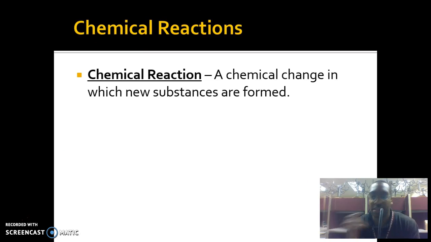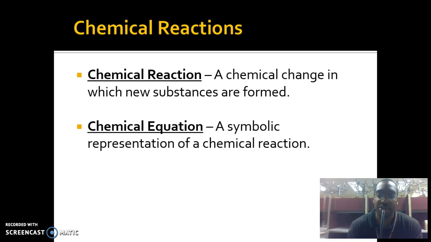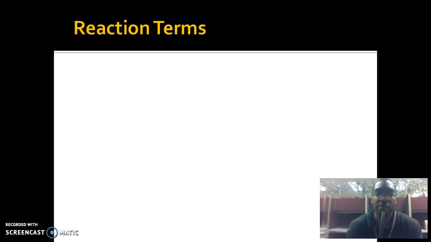Okay, so chemical reactions are a chemical change in which new substances are formed. Let's make sure we emphasize that a new substance is formed in a chemical change, in a chemical reaction. And we represent that with chemical equations. We use a symbolic representation of a chemical reaction by chemical equation. I'm going to show you a few of those.